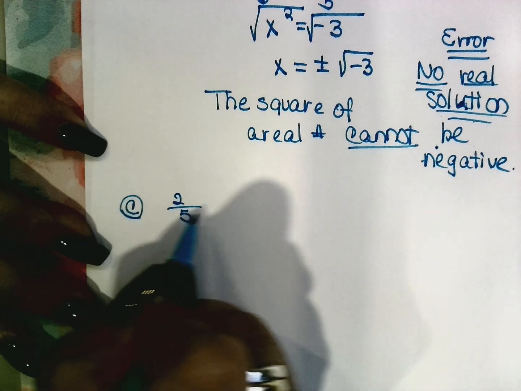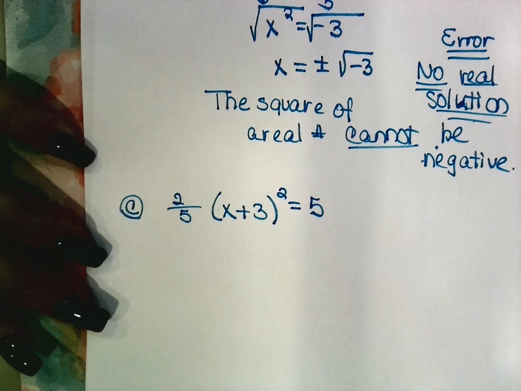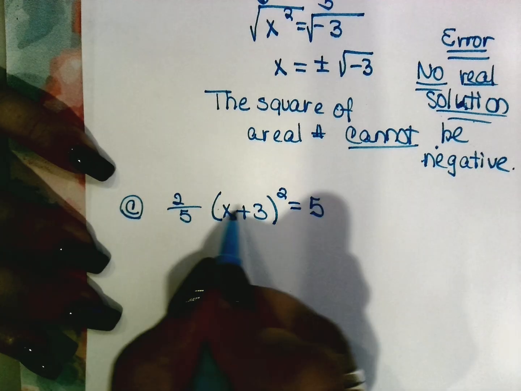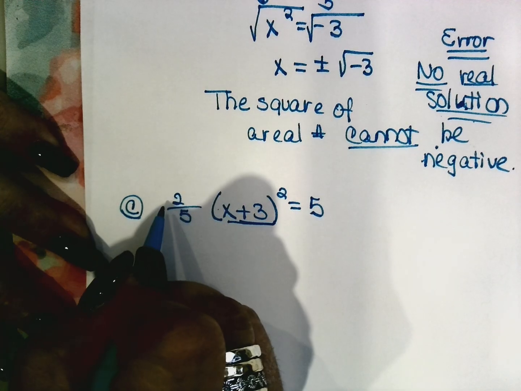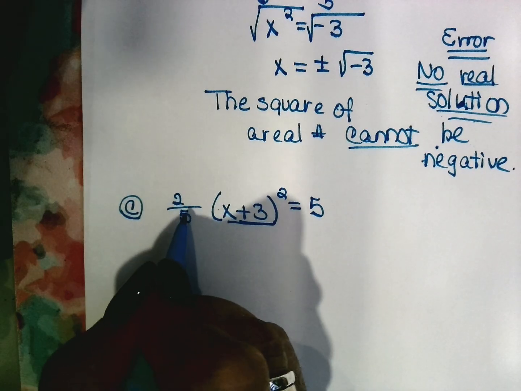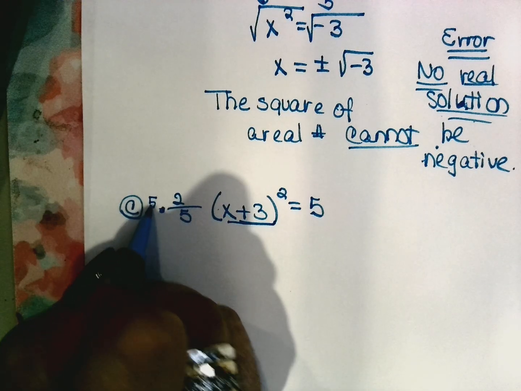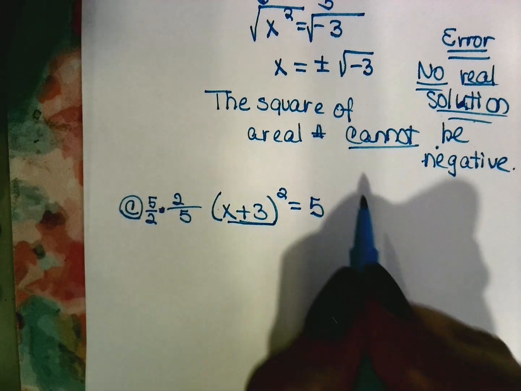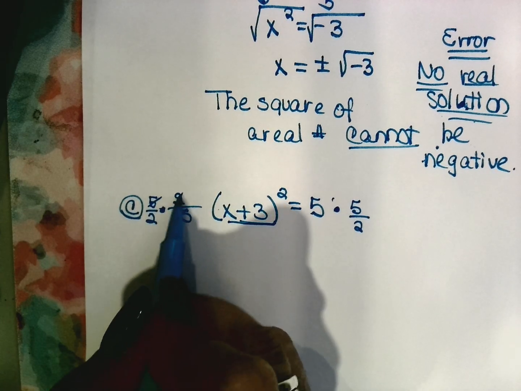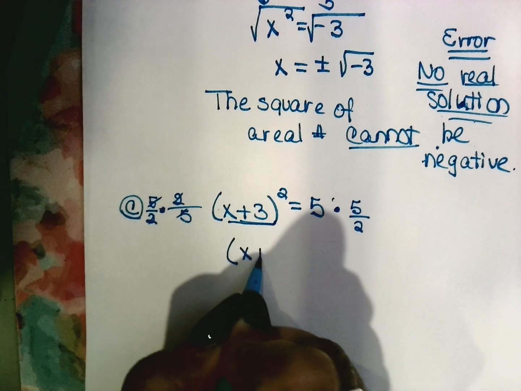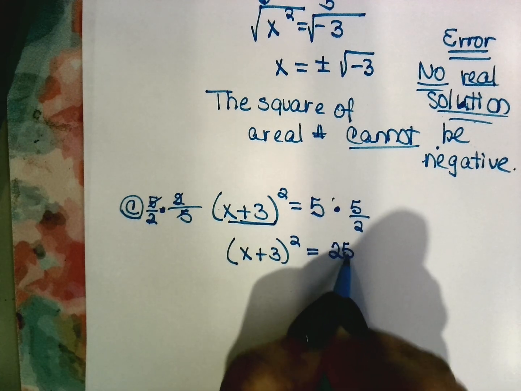Here we have 2/5 times x plus 3 squared equals 5. All right, in this case, we want to isolate this, obviously. So let's get rid of this 2/5. Right now you're multiplying this side of the equation by 2/5. The opposite is to divide by 2/5 or multiply by 5/2, the reciprocal. So I'm going to multiply both sides of my equation by 5/2. That cancels that, that cancels that, and I'm left with x plus 3 squared equals 5 times 5 is 25/2.